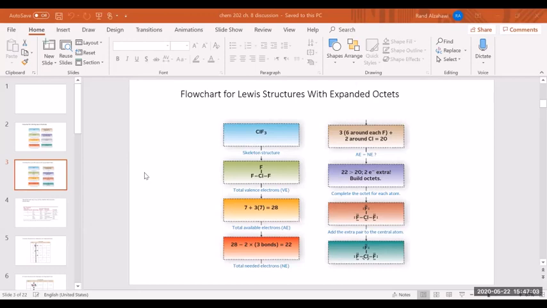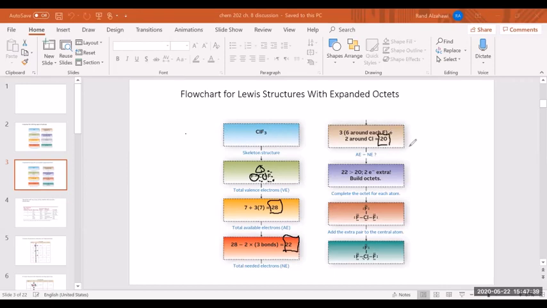We will do the same things we learned in the previous chart. Draw the skeleton. Total valence electrons here, 28. For the available, after you make the connection, we have 3 bonds here, so minus 6 electrons. So what's left is 22. Now, how many electrons are needed to achieve the octet rule? Each fluorine needs 6, and Cl just 2, so 20 electrons.